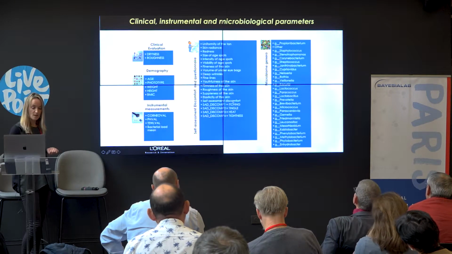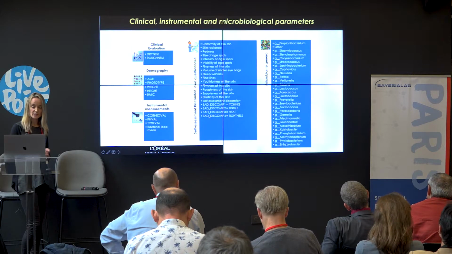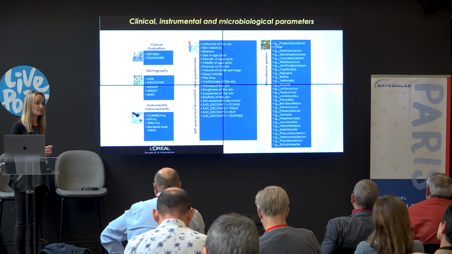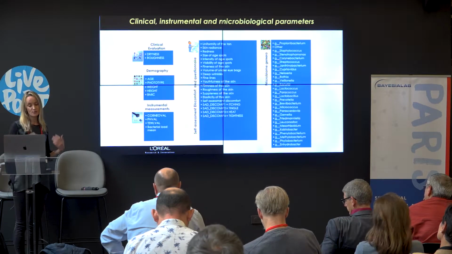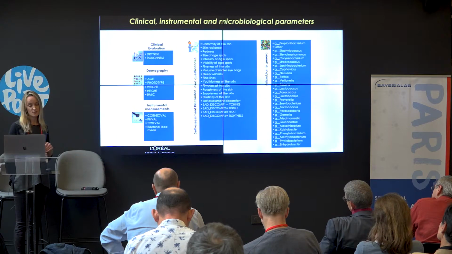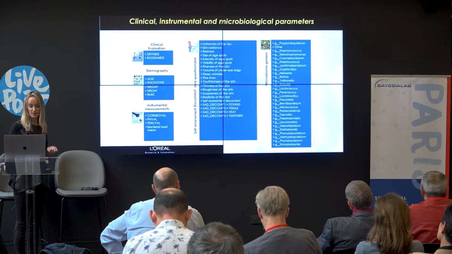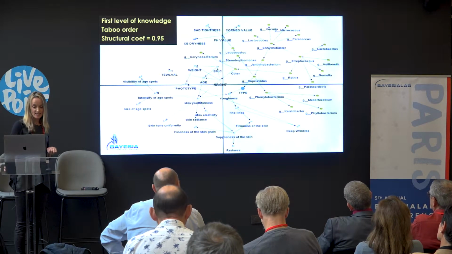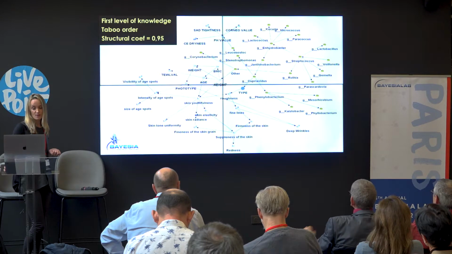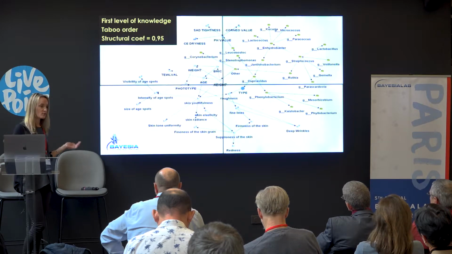We have a lot of self-assessment questionnaire, and we have a set of bacteria. First we selected bacteria, because we had 700 bacteria, so we decided to apply a first selection method, which is also specific to those types of data. So we retain only 30 bacteria. And now you can see the first network, which is a taboo order algorithm. We decided to fix the structural coefficient at 0.95 to have a larger information.